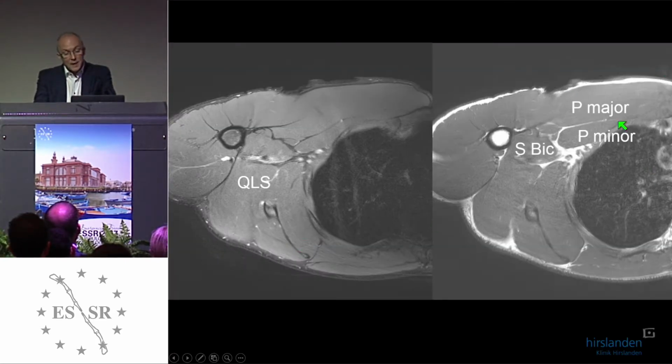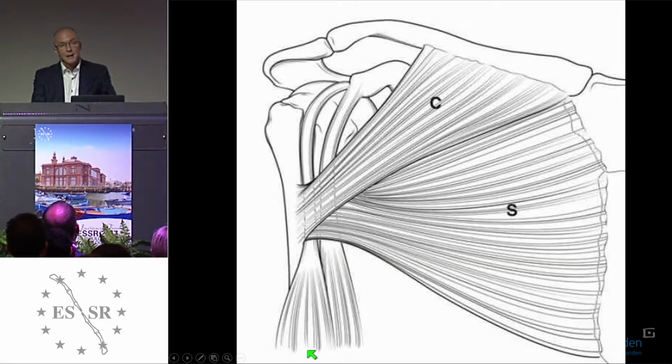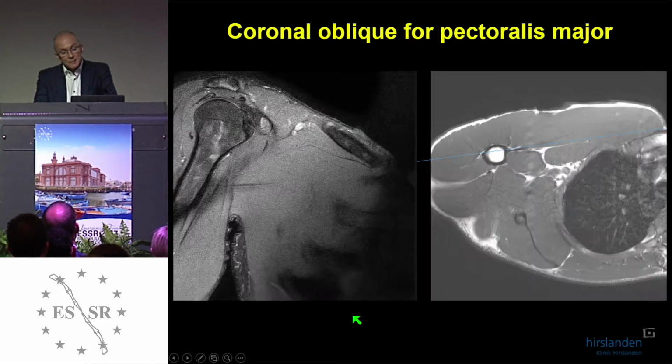So pectoralis major muscle, pectoralis minor, short biceps muscle, quadrilateral space. This is the focus on these sites. Of course, we would like to see the tear also in coronal view and coronal sequences. The problem is that our standard coronal oblique imaging planes are not in this way.